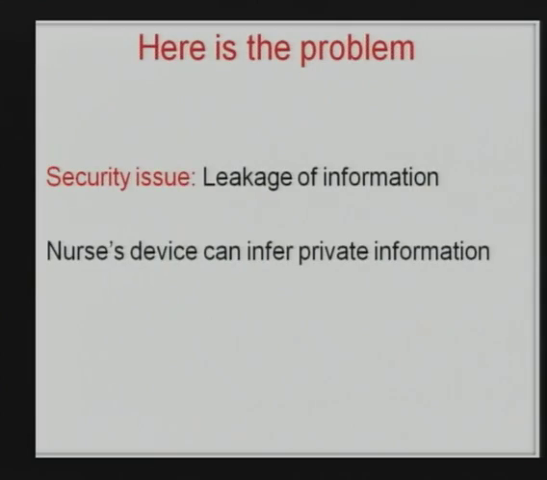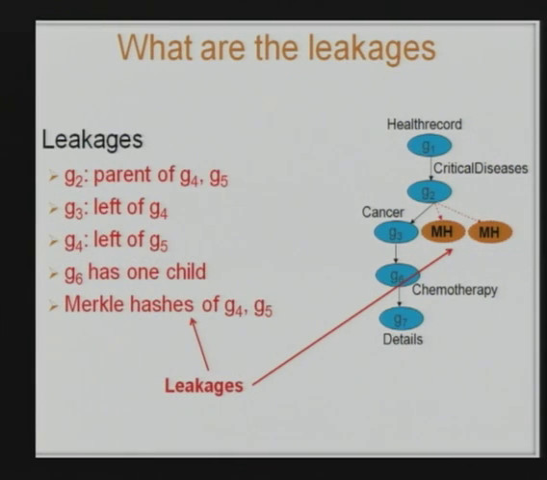However, the problem here is that it receives more information, or auxiliary information, and using this auxiliary information, the nurse's device can infer private information. How? Let's see. These are the leakages.